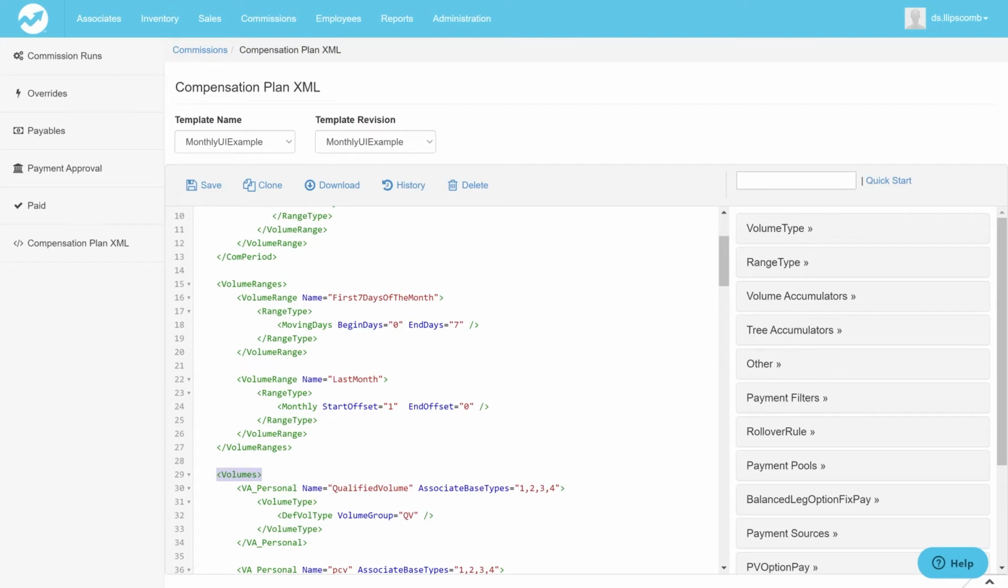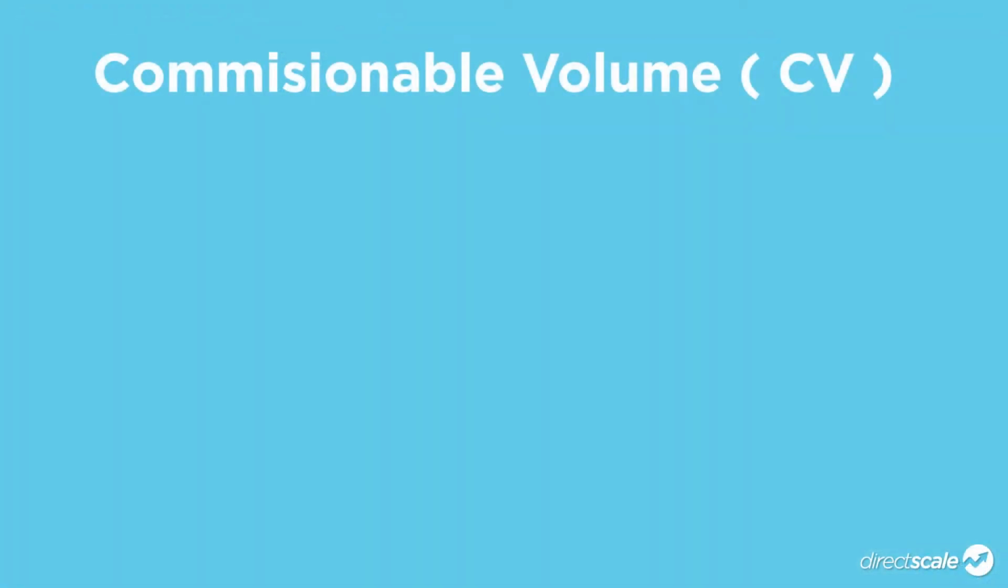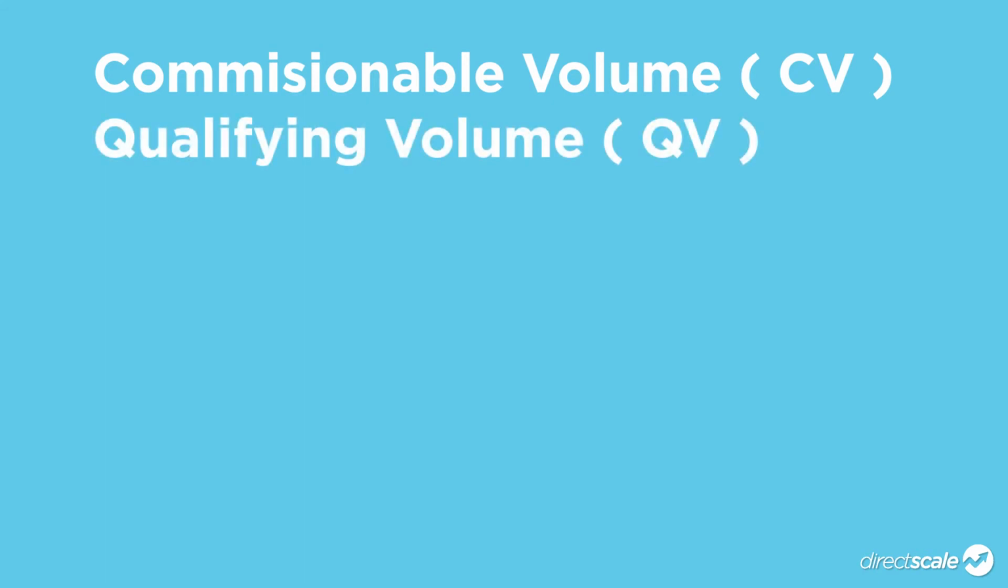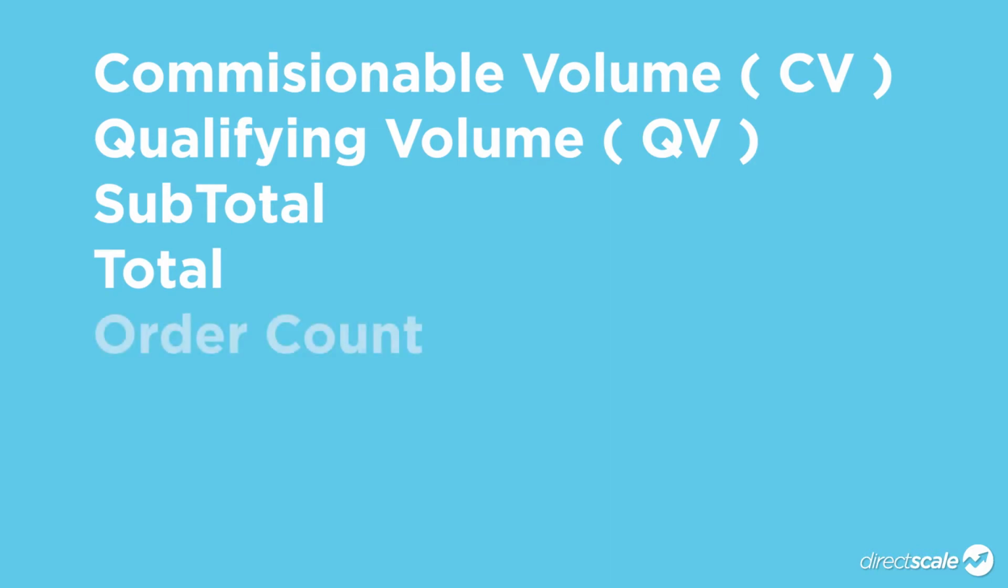Volumes define different kinds of volume your plan needs to track, as well as how to count them. Volumes use the volume groups attribute to determine from where the volume comes. Possible options include CV, the commissionable volume set on the items purchased; QV, the qualifying volume set on the items purchased; subtotal, value of orders placed excluding tax and shipping; total, value of orders placed including tax and shipping; order count, the number of orders placed; item count, quantity of items sold.